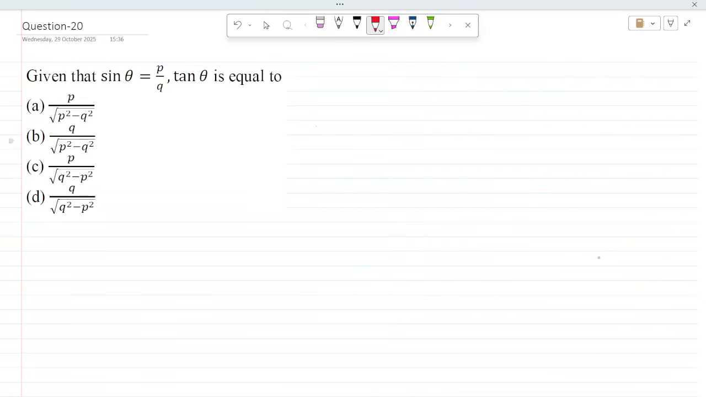Observe the question. They gave sin theta is equal to P by Q. Tan theta is what? They are asking for tan theta. This can be done in two ways. By creating the right angle triangle, we can do it. You just indicate it is theta, it is A, it is B, it is C. Sin means what? Opposite side by hypotenuse. It is P, it is Q.